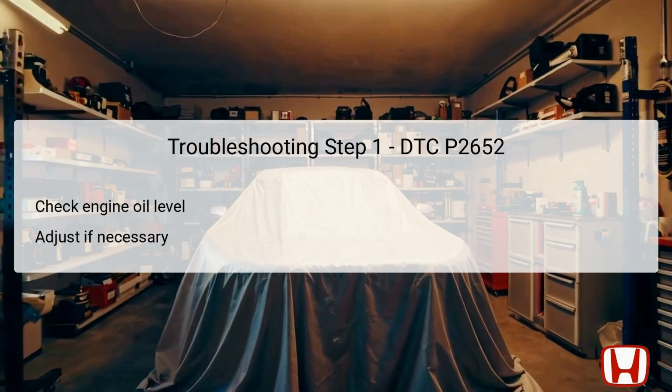The initial step in troubleshooting DTC P2652 involves verifying the engine oil level, a critical check that often resolves various engine issues. Using the dipstick, ensure that the oil level is up to the recommended mark specified for your Honda Civic model. If the oil is low, it can lead to insufficient lubrication and incorrect pressure readings that may falsely trigger this DTC. If the oil level is deficient, it is essential to top it up with the correct type of oil before proceeding to the next diagnostic steps.